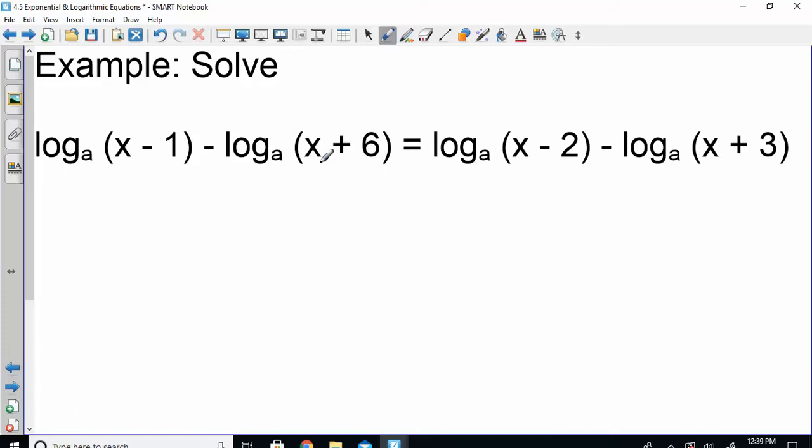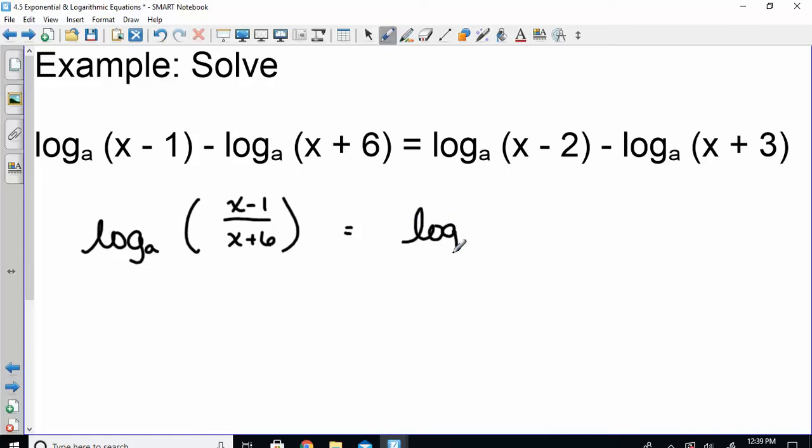So what do we need to do here? We write this log base A one time. It'll be x minus 1 divided by x plus 6. On the right, log base A of x minus 2 over x plus 3. From here, if you have a log on each side, what do we need to do? Drop the log.